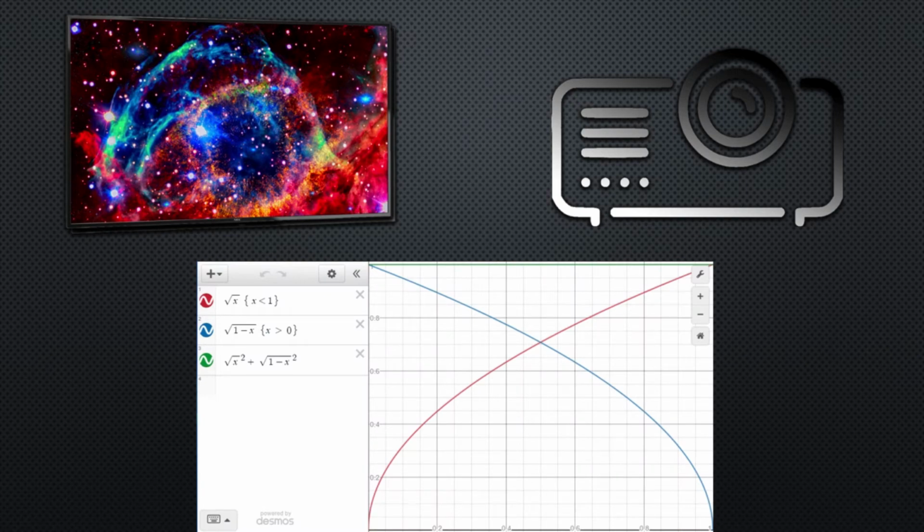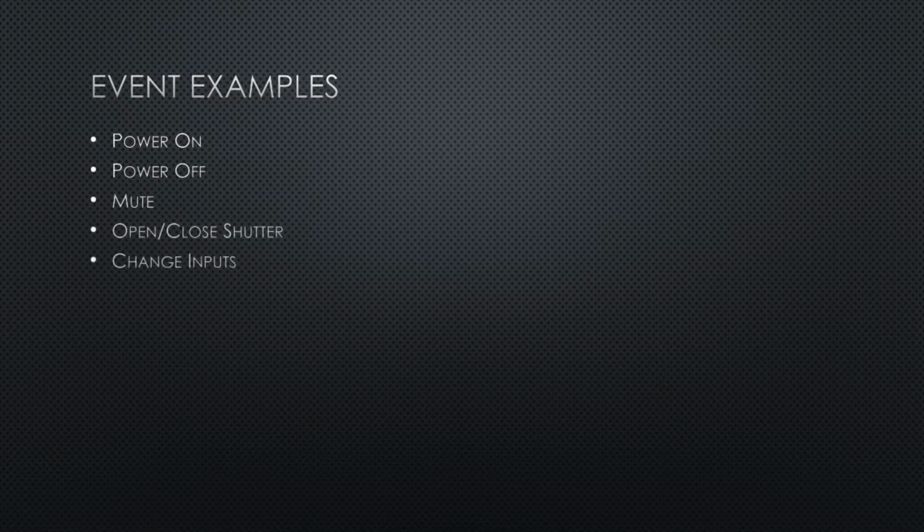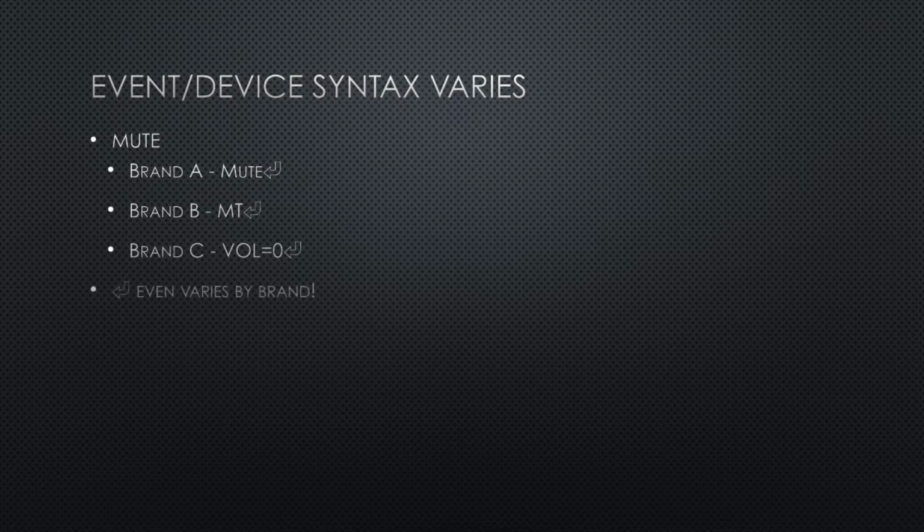manually yourself. Most events are instructions built specifically into a product file for a device that works specifically with that type of device. Items like power on, power off, mute, open, close shutter, change inputs, switch sources, run queue, playback video, etc. require a specific command to be sent that is different from device to device. Mute on one brand of devices might be the word mute, or on another it's MT, on still another it's volume equals 0. Getting to know your devices and their available events built into the product file is immensely useful.